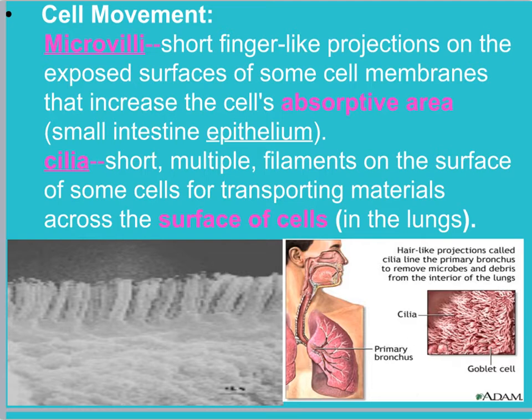So one way that cells can move or move through things across the surface or into the cell is through microvilli. So microvilli are considered finger-like. They're short finger-like projections. And they're on the surface of the cell membrane. And what they do is they increase the cell's absorptive area. Now, here's a picture of it. It's not the best picture, but for example, your small intestine absorbs most of your nutrients and things like that when you eat food.